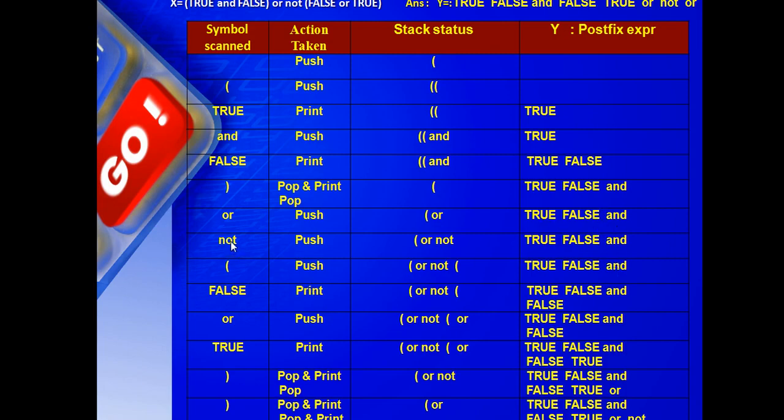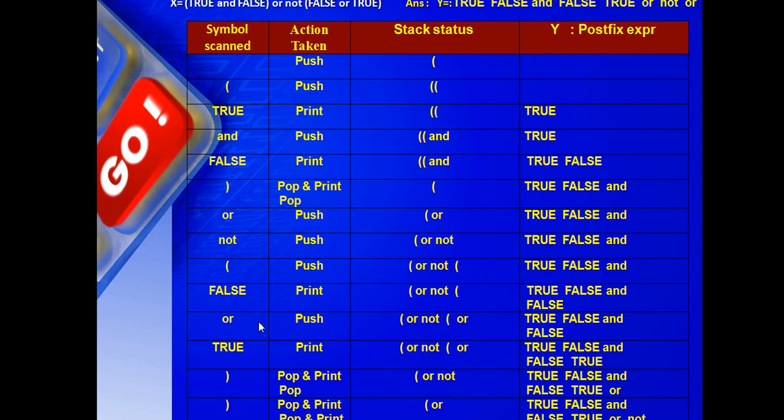Now not. Now see here, what happens? On the top of the stack is also an operator. The element scanned is also an operator. Priorities are checked. Whose priority is more, or or not? Not is more. Therefore, or cannot be popped. Push the not. Let or be there only. Not will be pushed. Next, left parenthesis, push it. False, print it.